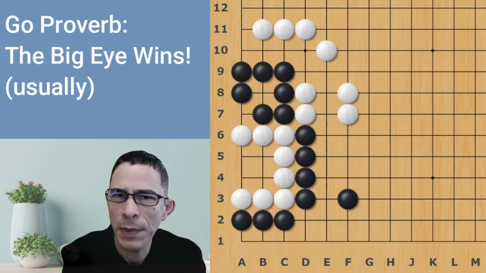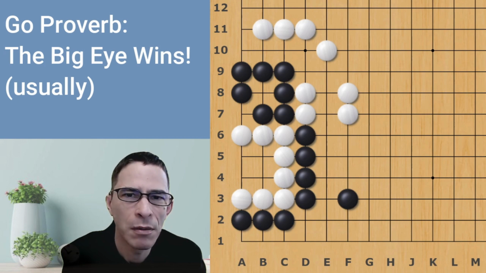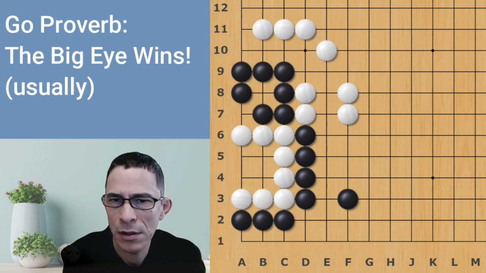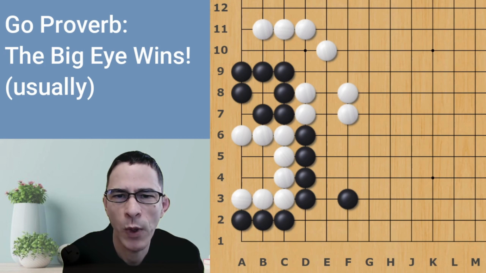And one thing you might notice about this diagram is that black has a lot of outside liberties suddenly. Black needed a lot of liberties just to make this interesting, because this big eye that white has is giving white a huge advantage.